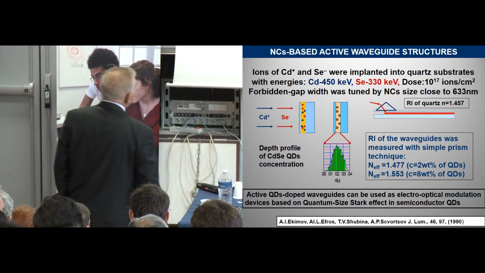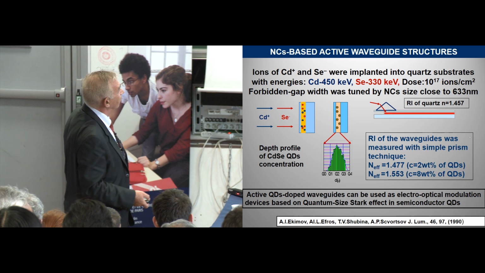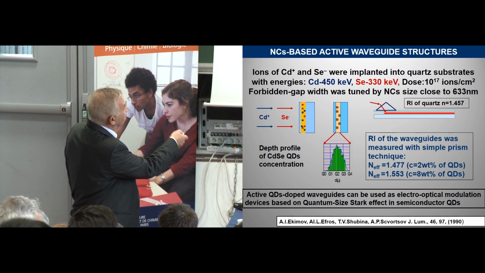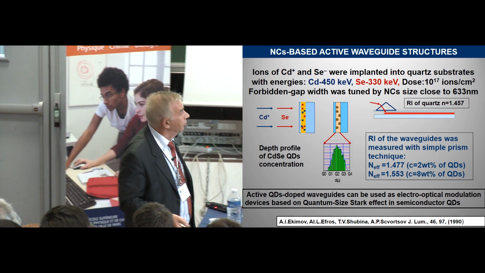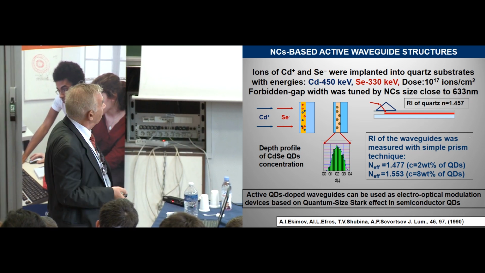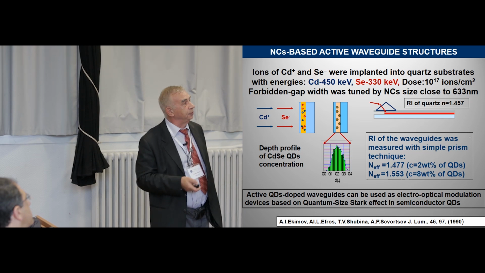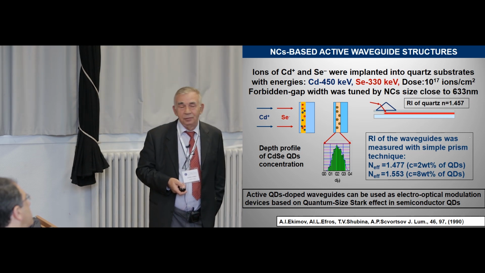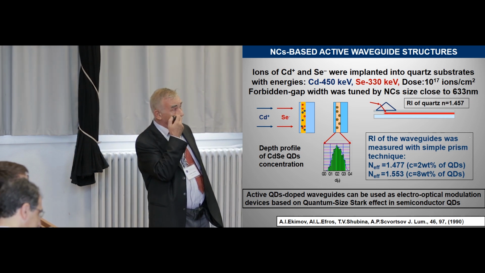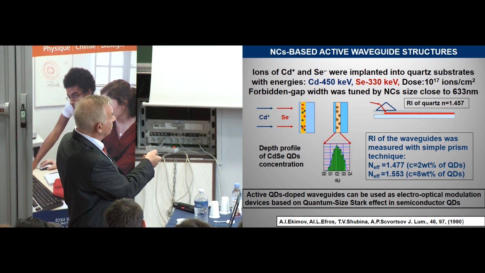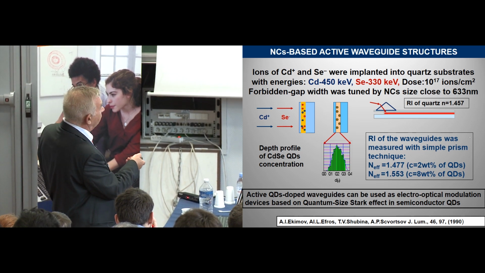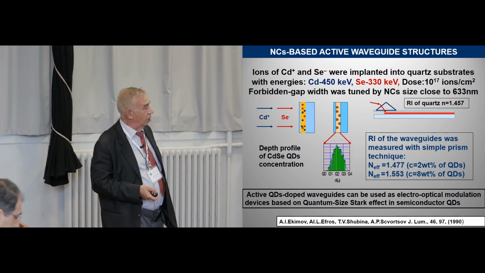And the refractive index of this material was measured with a simple prism technique. You can see it here. The initial refractive index of quartz was 1.457. And of course, the effective refractive index of this composite material depends on the concentration of cadmium sulfide, and it was 1.477 for 2% weight percent of load, and 1.553 for 8% of the load.